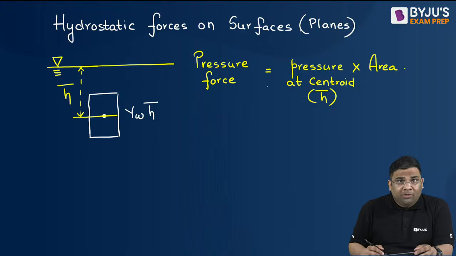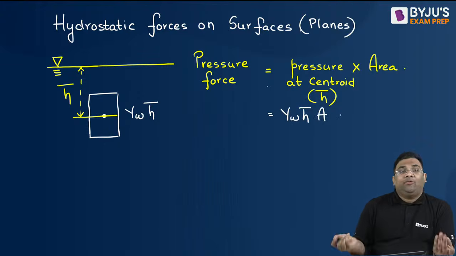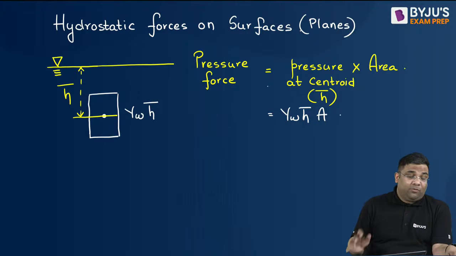Yes, gamma W h bar will be the pressure, and this will be equal to gamma W h bar into area. That will give me the total pressure force. Like this question was asked in GATE.